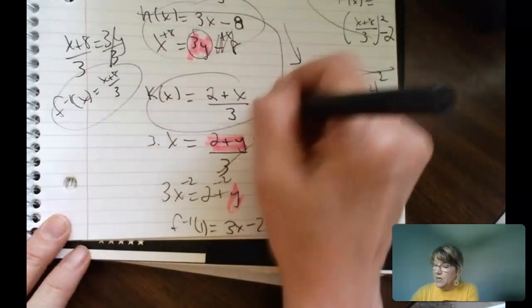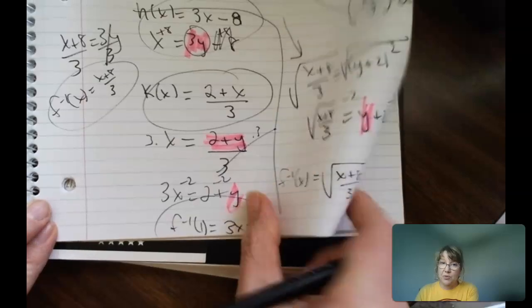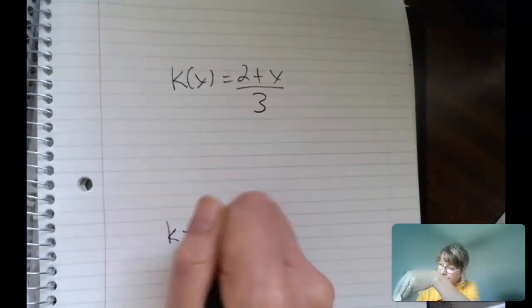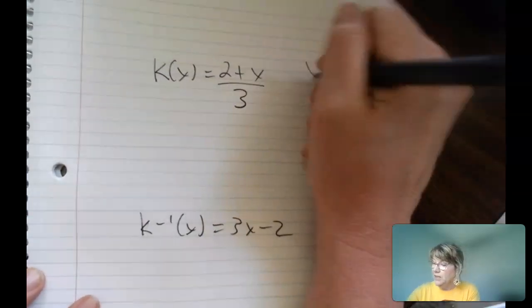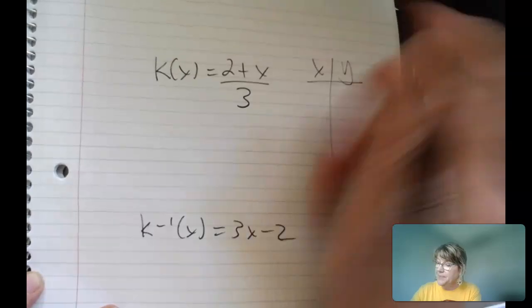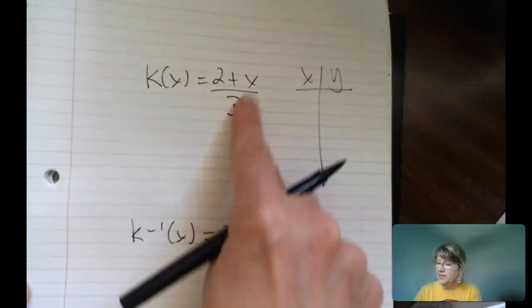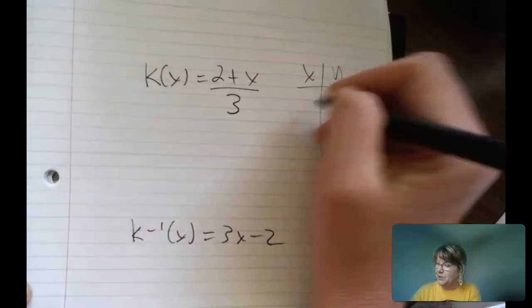Now, let me take this one as an example just so you understand what's going on. The original function was what? K of x equals 2 plus x plus 3. And then the inverse function, we got what? 3x minus 2. So what's happening here? Well, let's make an input-output chart just to see. And you pick friendly numbers. You don't have to do fractions and decimals. You can skip those. Pick friendly numbers.